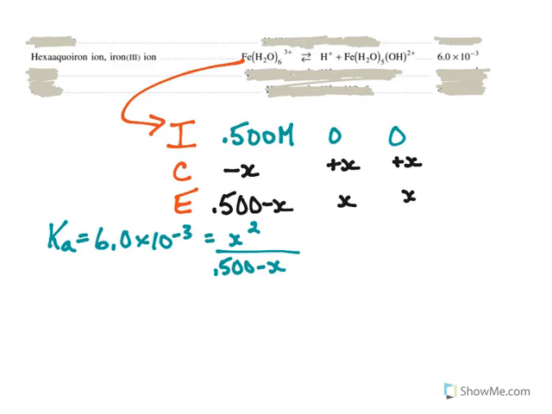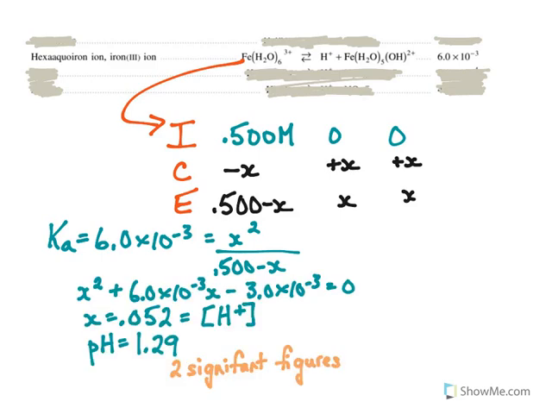Now looking at those values, I would assume that the x will change my result because 0.5 versus 6 times 10 to the minus 3 is not an appreciable difference. It's not a magnitude of 1,000 times different. So I'm going to leave that minus x in there and solve the equation. So I've solved my ICE grid for x. The x represents the concentration of the H plus at equilibrium, and I took the negative log of that answer to get a pH of 1.29 to 2 significant figures.